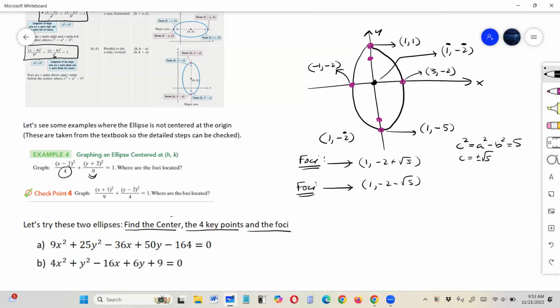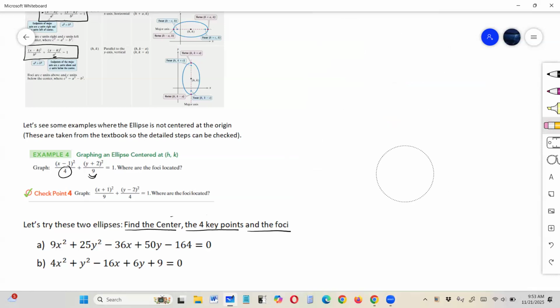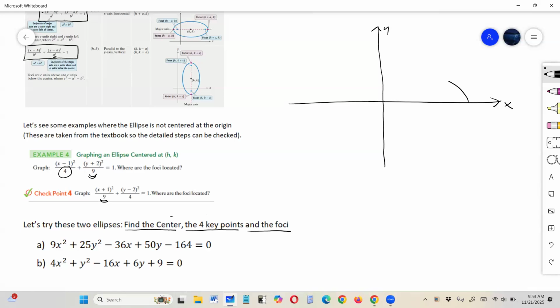So that's the first example, example 4. Let's do the checkpoint, because in the checkpoint we are now sitting on the x-axis because the denominator on x is bigger. All right, so this is a little bit easier to graph, I guess. Yeah, it looks a lot better.